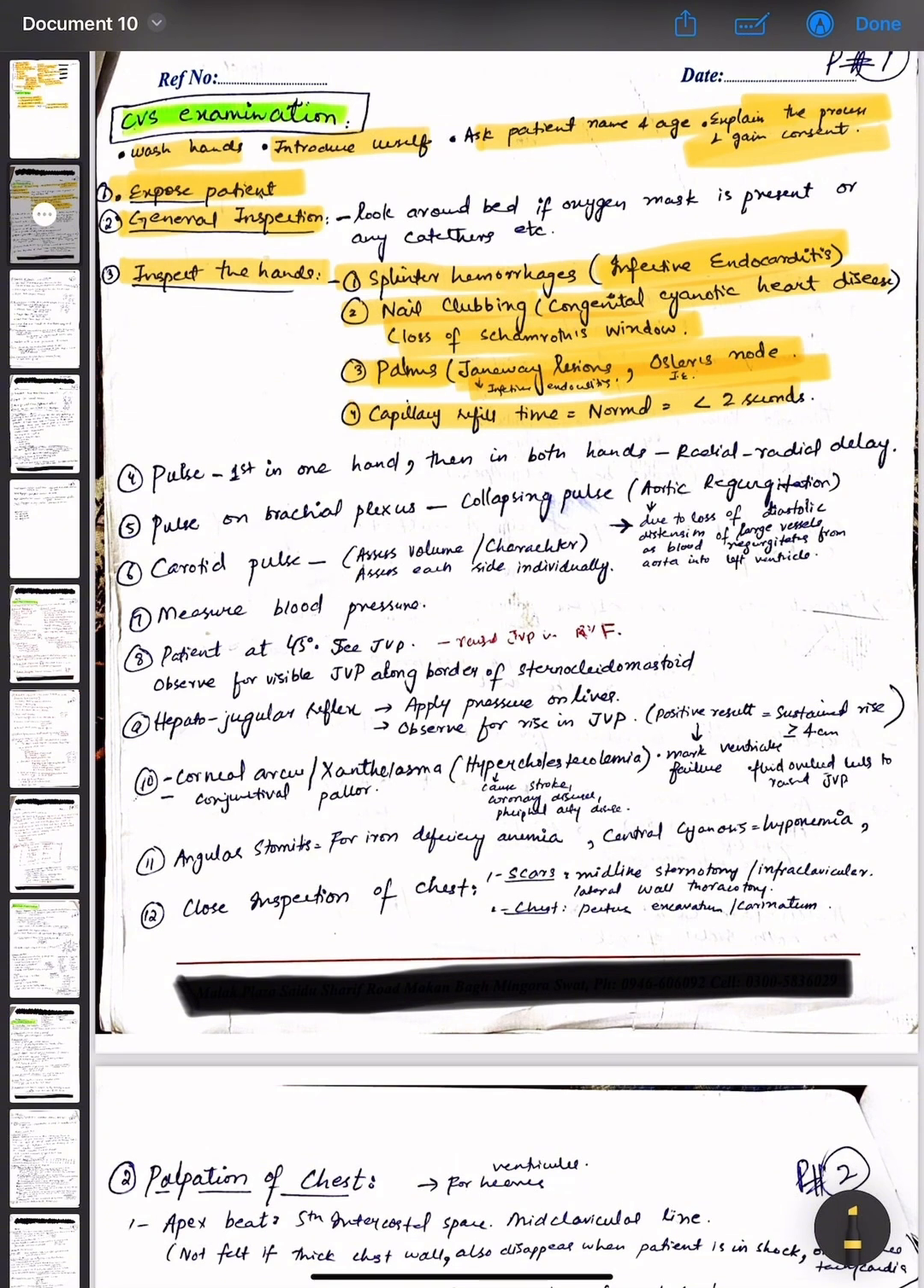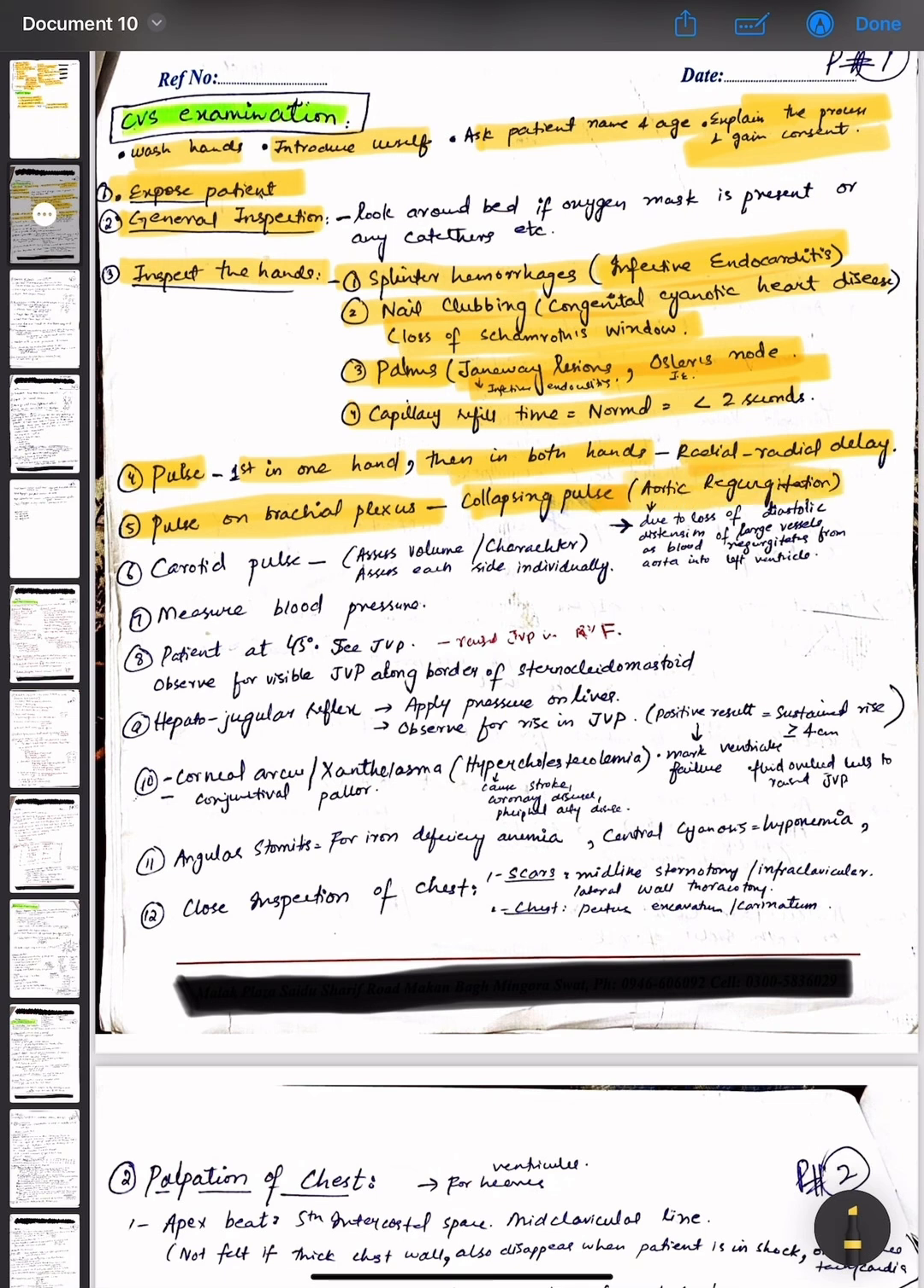Now moving towards the next step, we have to look for the pulse. First we will look for it in one hand, then we will look for it in both hands, which is known as radial delay. We will note the pulse and compare it in both hands. Then we will look for the pulse on the brachial artery, that is collapsing pulse. If the collapsing pulse is present, then it gives us the finding of aortic regurgitation.